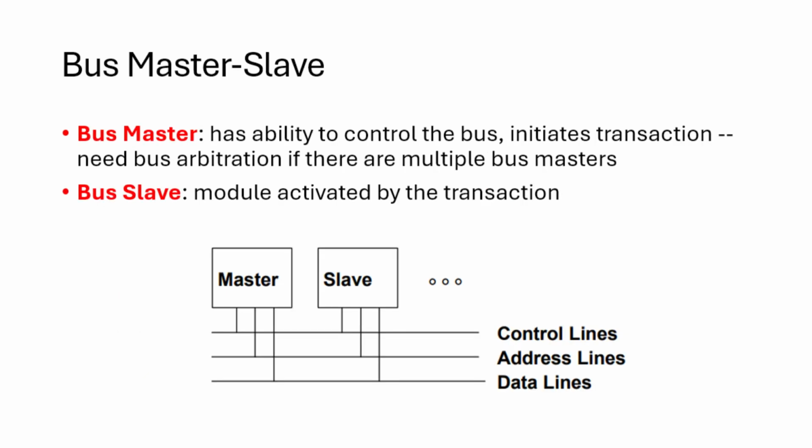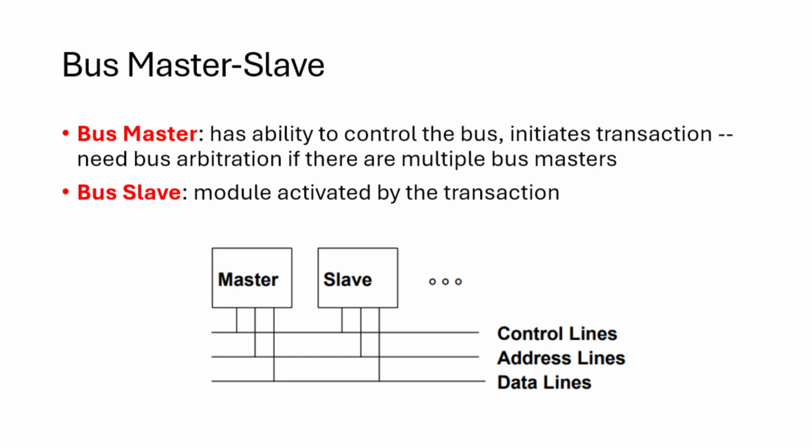The bus master-slave architecture is a communication protocol used in computer buses where one device, the bus master, controls the bus and the data transfer, while other devices, the slaves, respond to the master's commands. And this architecture is very commonly used in buses like PCI.